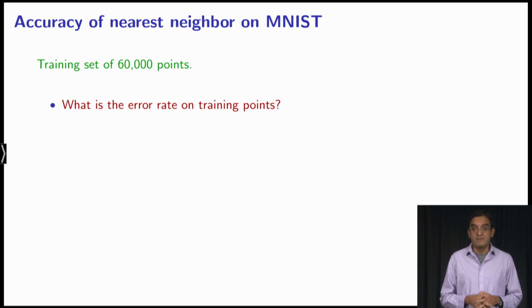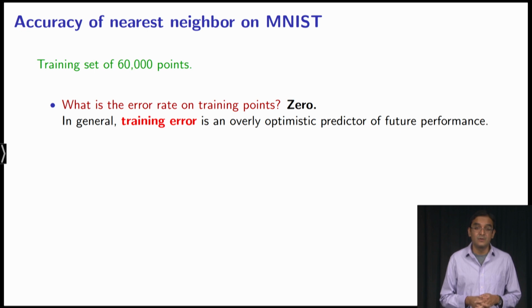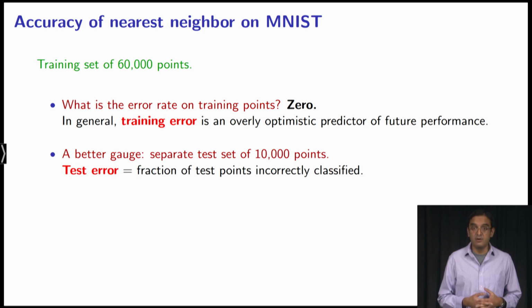We have a training set of 60,000 points. What is the error rate on this training set? Well, for each training point, its nearest neighbor is itself, so it'll always get the right label. The training error is 0. As you can tell, training error is in general not a good indicator of performance on future data. And this is why we have our separate test set. The error on the test set, the test error, is a much better measure of the quality of the classifier.